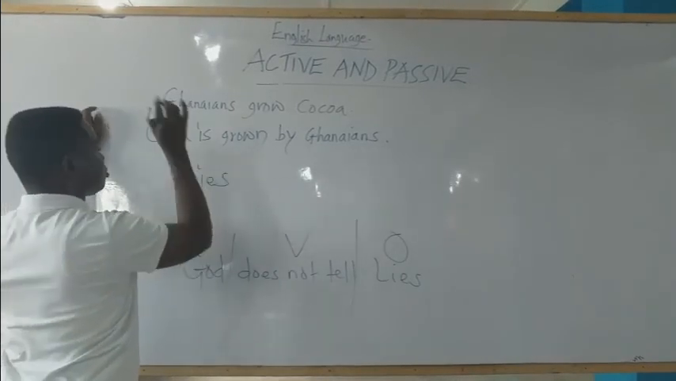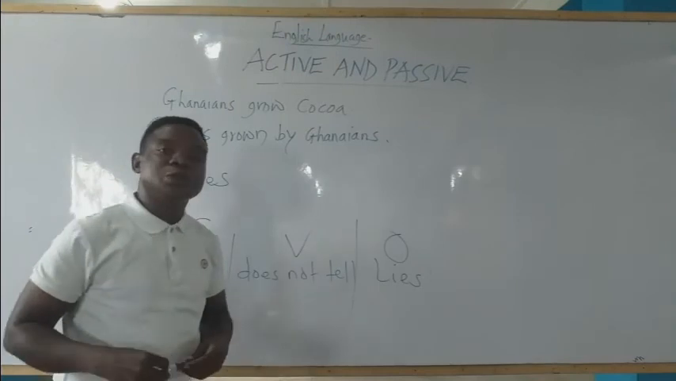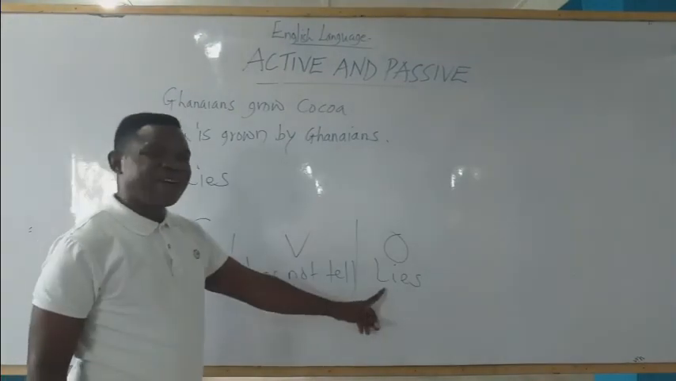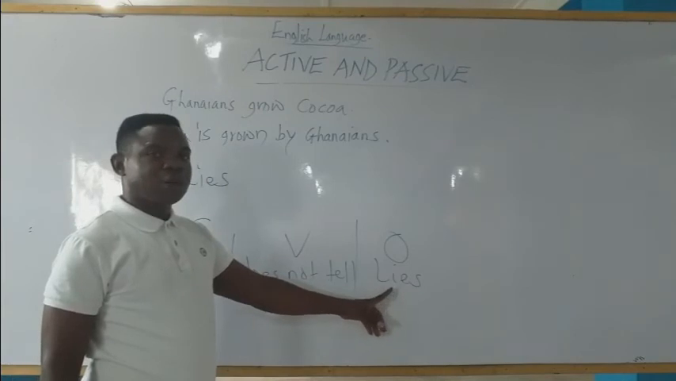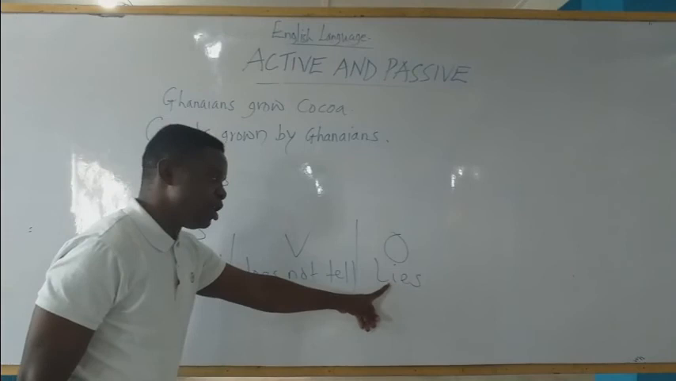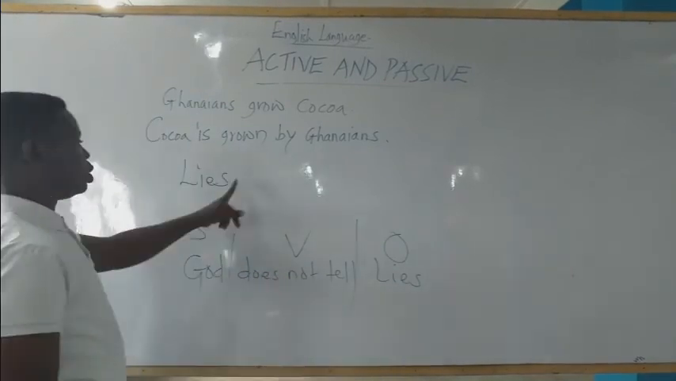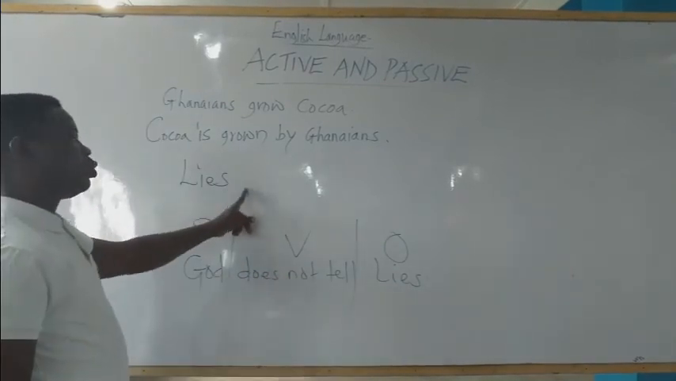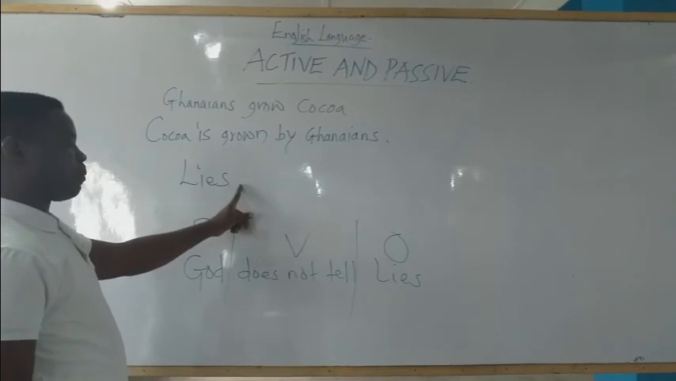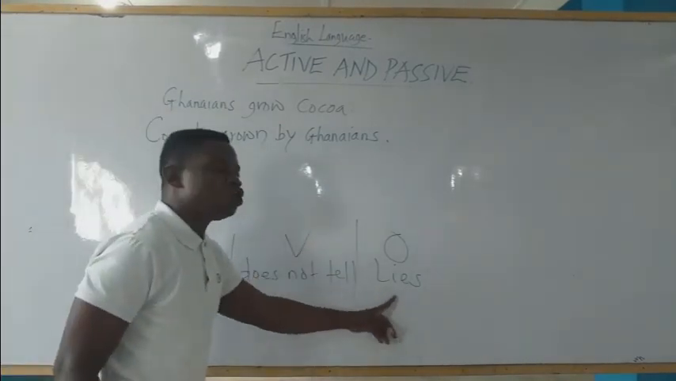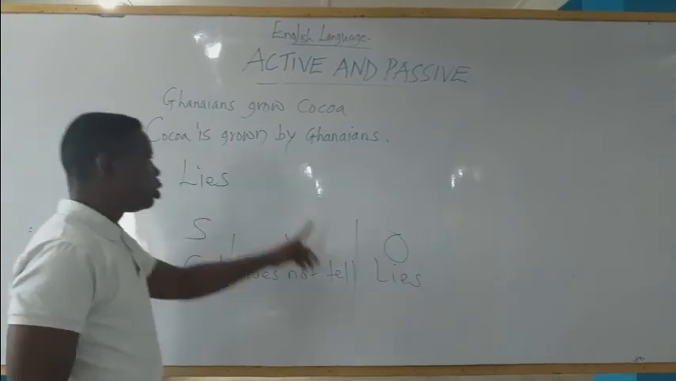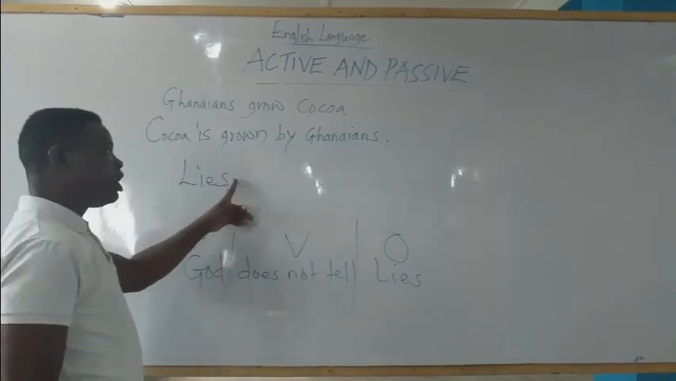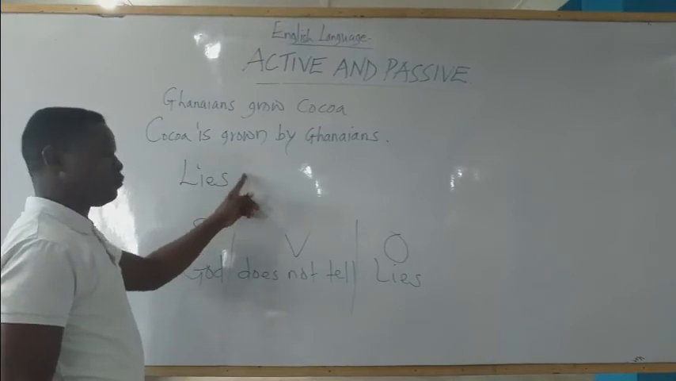Lies. Now, students, be careful. Whatever you transfer here, you must check: is it a singular object or plural object? If what you take from here is singular, the auxiliary verb you will add here must equally be singular. But if what you are transferring is plural, the auxiliary verb you will add here must be plural in form.